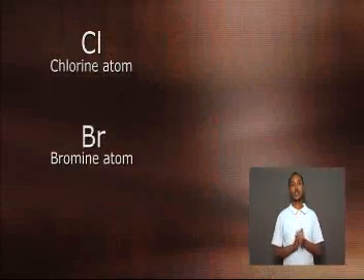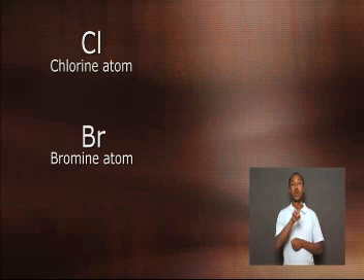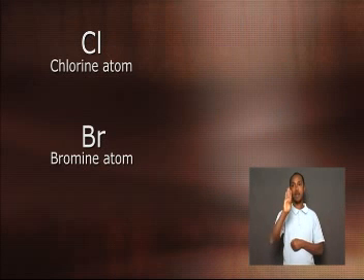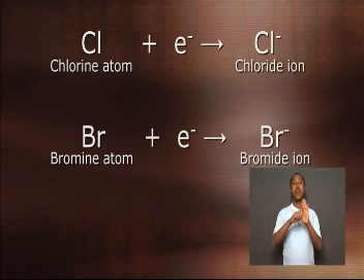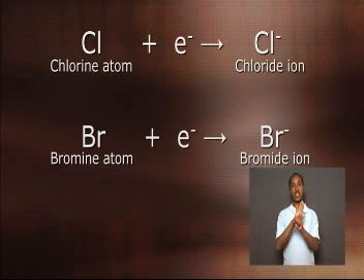Group 7A elements often gain an electron and produce an ion with a -1 charge. For example, both chlorine and bromine each accept 1 electron to produce an ion with a -1 charge.